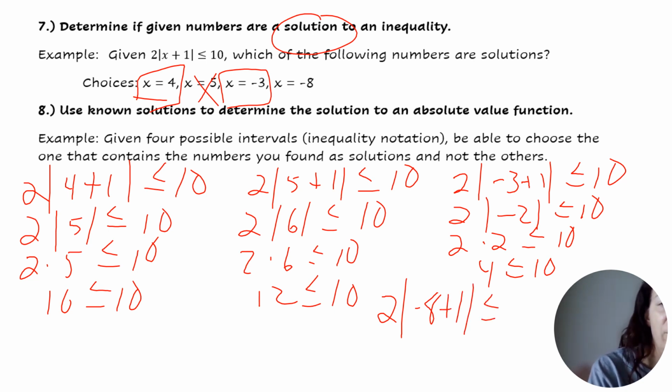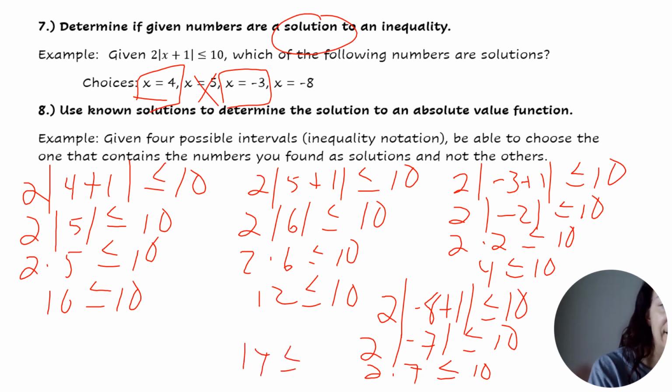And so -8 plus 1 is -7. Absolute value of -7 is 7. And you end up with 14 is less than 10, which does not work.